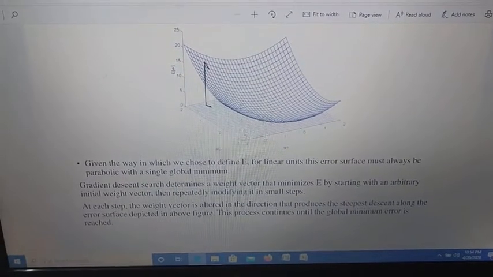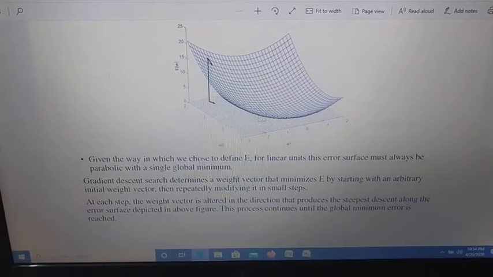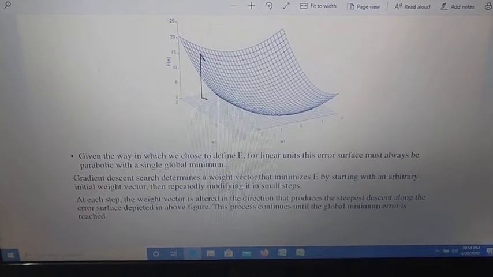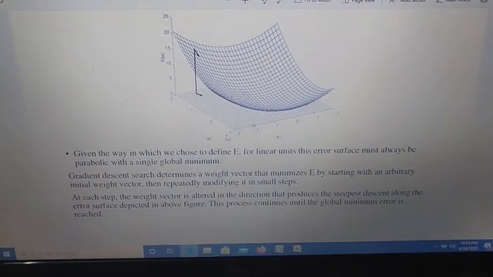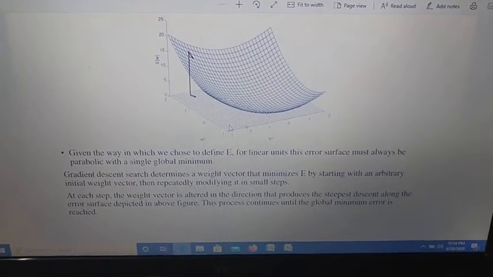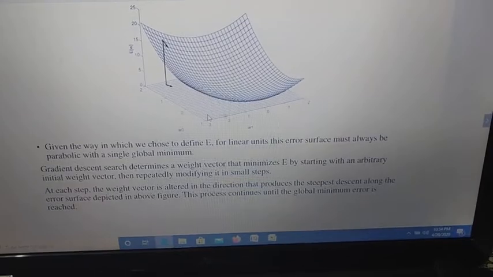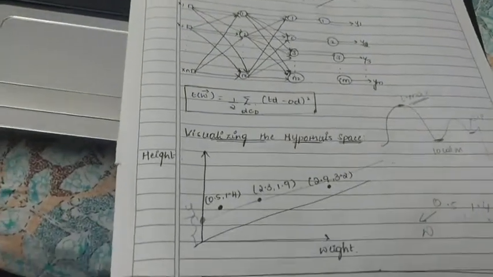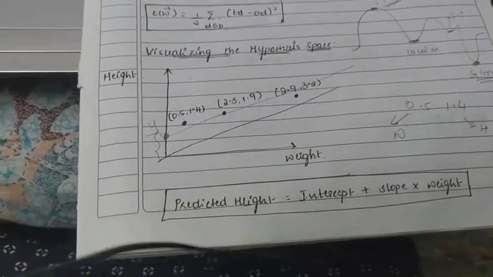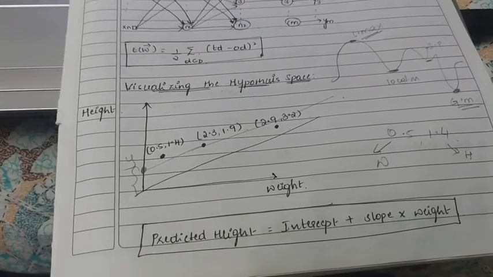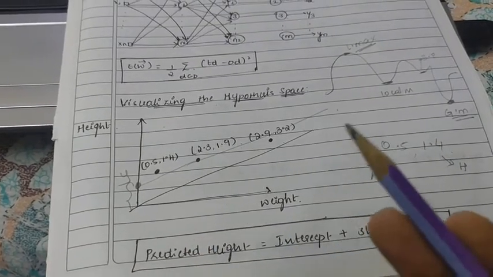So how do we get a best fit? When we get a minimized error. This point is known as the minimized error, or the global minimum error. When we get the global minimum error, the error is 0 or the least, and we get the best weight. When we get the best weight, we get the best output, or the best target function. This is well explained by considering this example. Here we have considered two parameters, height and weight, for 3 samples.